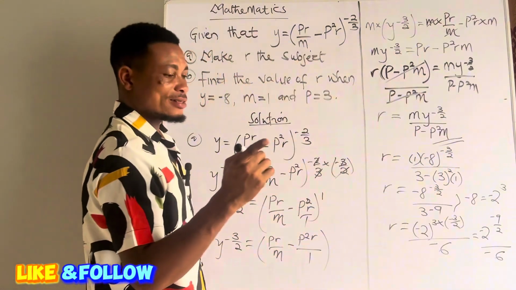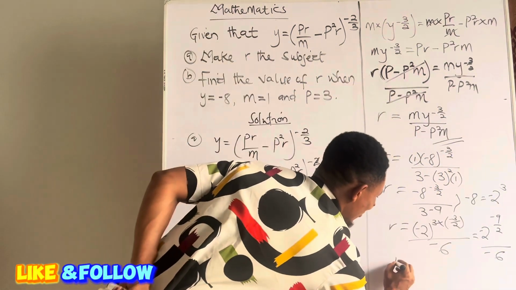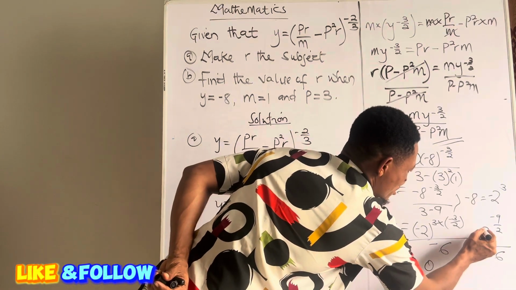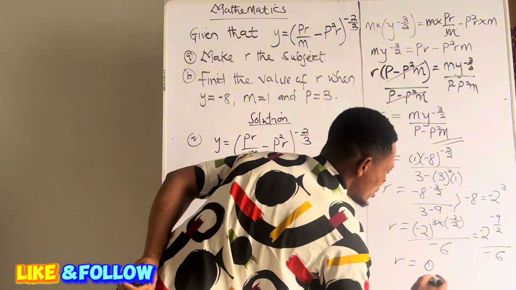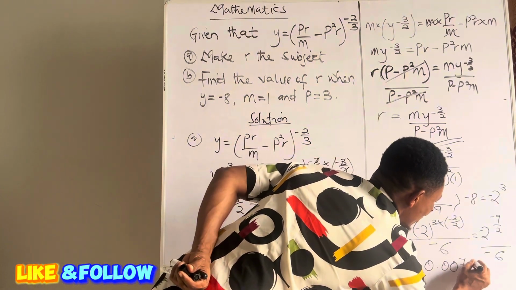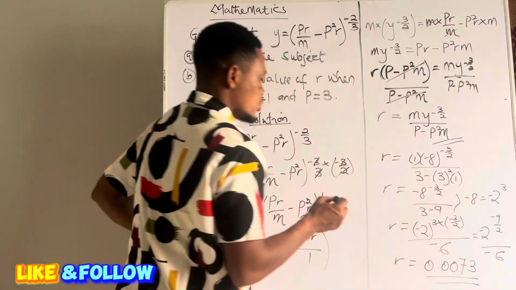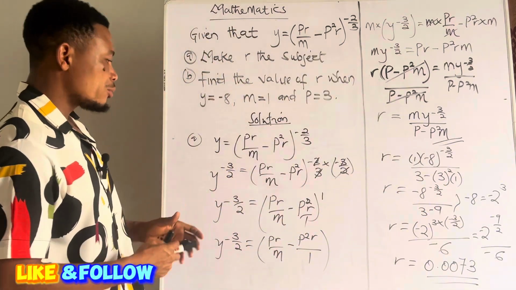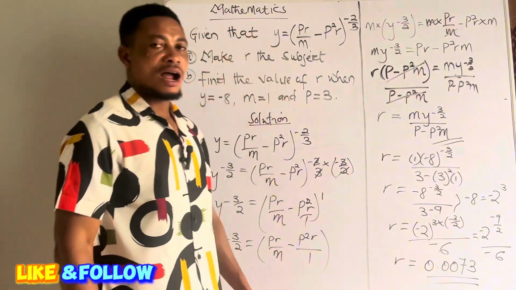I want to write our answer in decimals, and this r will give us 0. Of course, this is negative, so it will cancel. 0.0073. So if we are asked to find the value of r, this should be the value of r that we'll be getting.